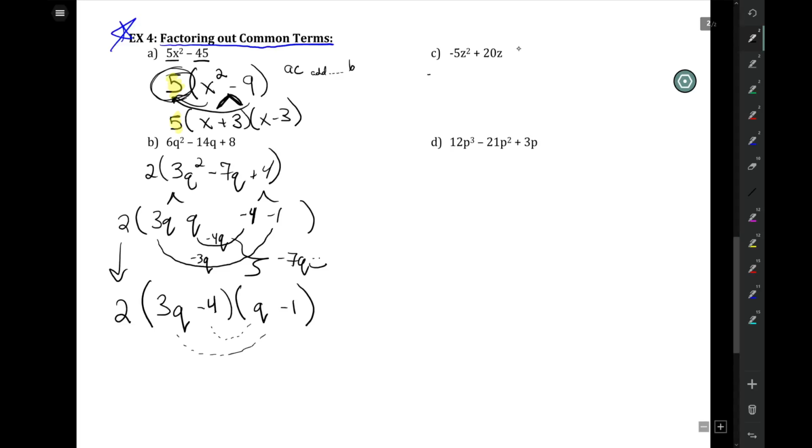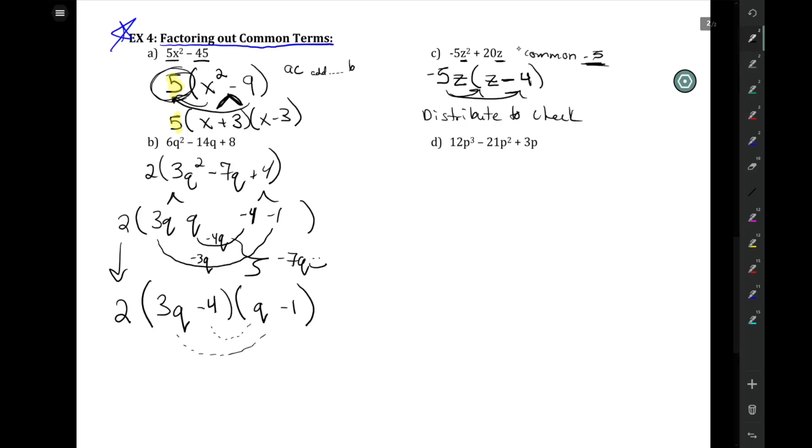C, bring out a negative 5. They each have a common factor of not only 5, but negative 5. So you can also bring out the negative as well. And they also have a z in common. So negative 5z. Okay, leaving us with z minus 4. You can always distribute back to check, and you should get the same result.